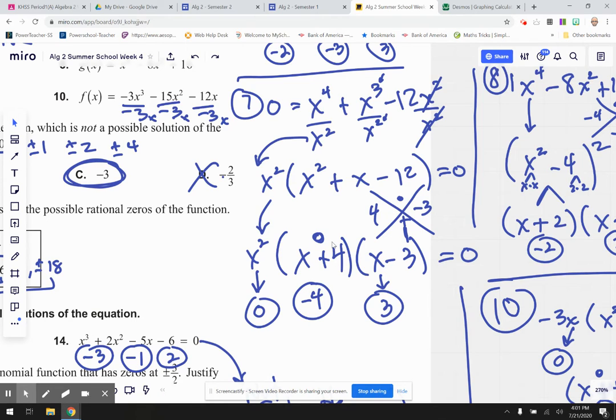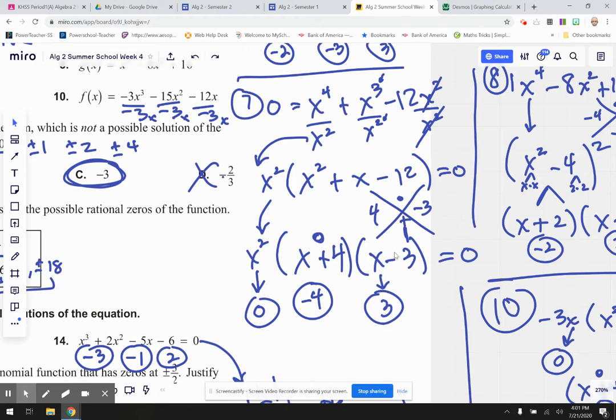So x with a +4 and x with a -3. Now I've got to find out what's going to make all these zeros. Well, one thing is that x could be 0, because x is on the outside as a GCF. What would make this parenthesis 0 would be -4 plus 4. That'd be 0. So -4 is a solution.